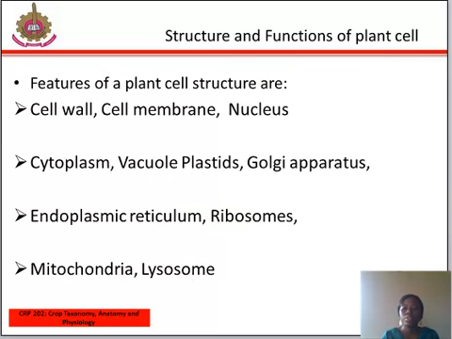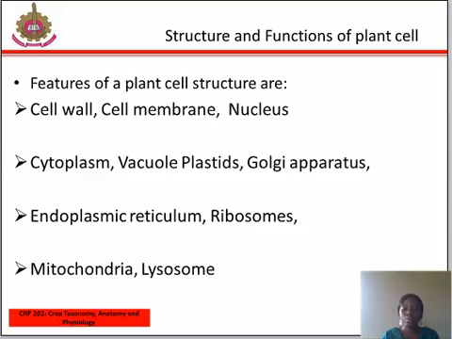Now we'll move on to the features of a plant cell structure and their function. 1. The cell wall. The cell wall is a rigid layer that surrounds the plant cells. It is made up of cellulose. The cell wall is a characteristic feature of plant cells. The plant cell wall consists of three layers. We have the primary cell wall, the secondary cell wall, and the middle lamella.